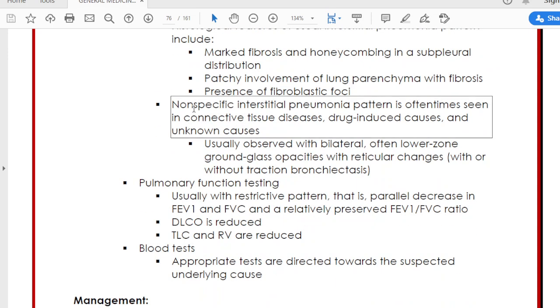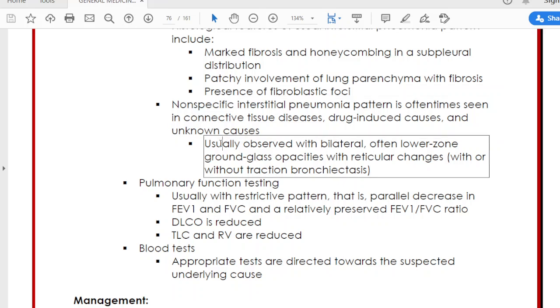Nonspecific interstitial pneumonia pattern is oftentimes seen in connective tissue diseases, drug-induced causes, and unknown causes, usually observed with bilateral, often lower zone ground glass opacities with reticular changes, with or without traction bronchiectasis.